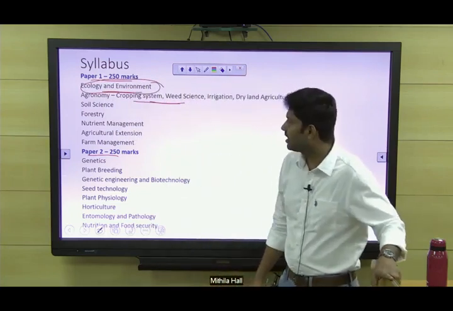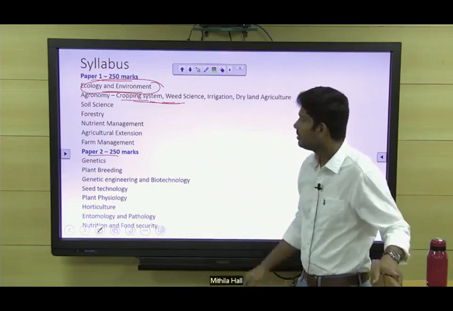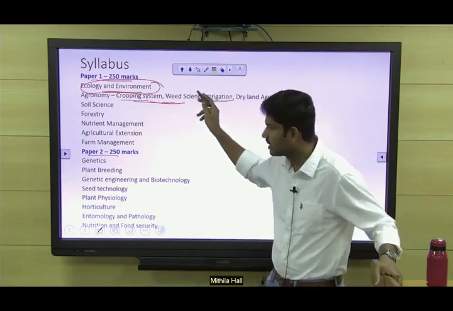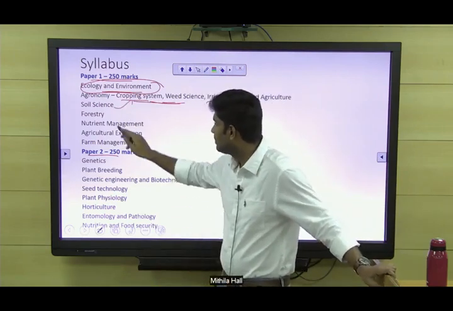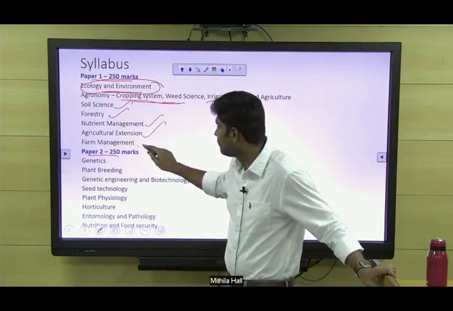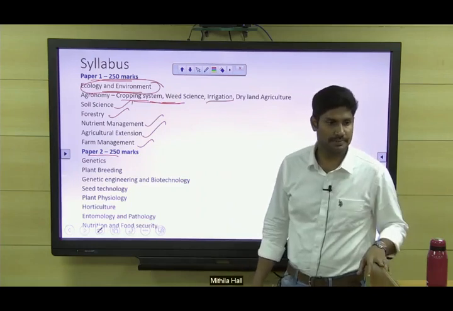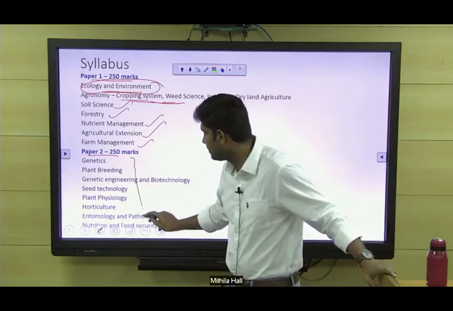So the ecology and environment part and the agronomy area: cropping system, cropping pattern, irrigation. These topics you will study in the GS again, right, but they will be covered in our optional itself. Then soil science, forestry, nutrient management, extension and farm management. These are the major subjects in our paper 1. Then paper 2 is full of technical content.